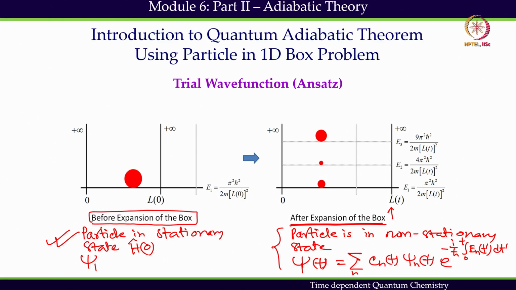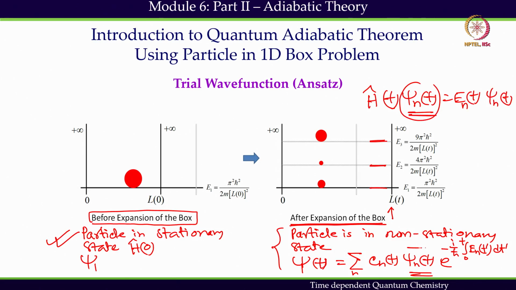That non-stationary state will be defined with the help of the stationary states at that time, and the stationary states at that time will be defined by H(t). So, I have to collect those stationary states and plug them in here. These stationary states are obtained as H(t) psi_n(t) equals E_n(t) psi_n(t). This is the wave function representing the stationary state at that time, and the contribution of each stationary state to the total non-stationary state is given by this expansion coefficient.